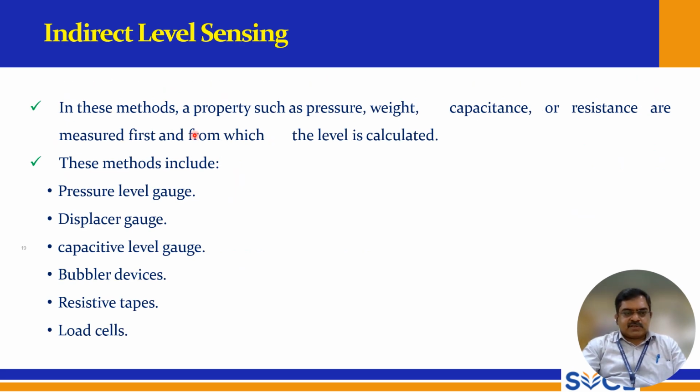Indirect level sensing. In these methods, a property such as pressure, weight, capacitance, or resistance is measured first, and from which the level is calculated. It is indirect level, and the methods are pressure level gauge, displacer gauge, capacitive level gauge, Doppler devices, resistive tapes, and load cells. These are all indirect methods.